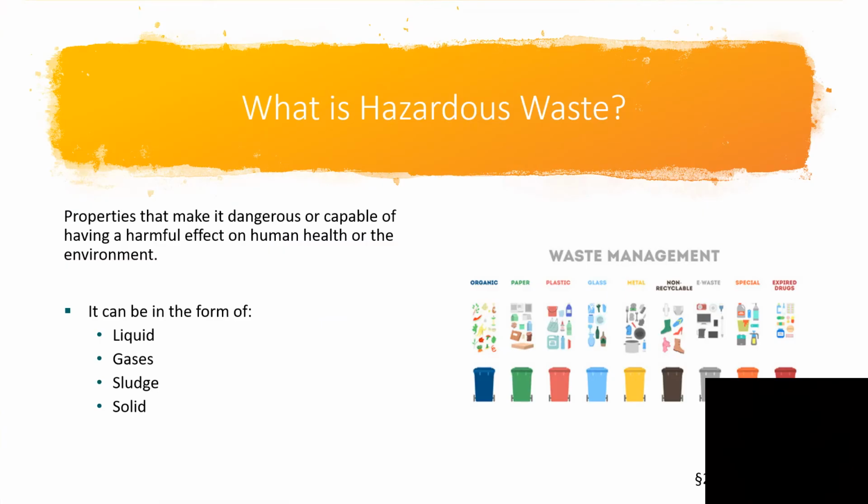Any material with properties that make it dangerous or capable of harmful effects on human health or the environment is a hazardous waste. Hazardous wastes come in all shapes and forms. They can be liquid, gas, sludge, and even solids. They can be the byproduct of manufacturing processes or simply excess commercial products.